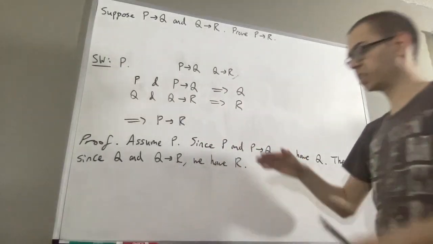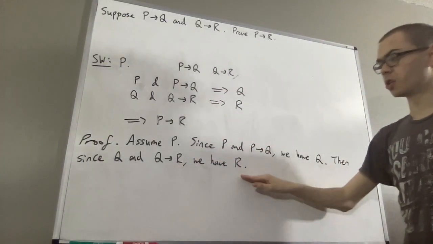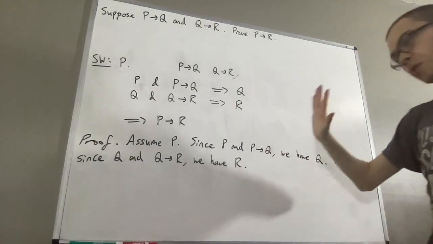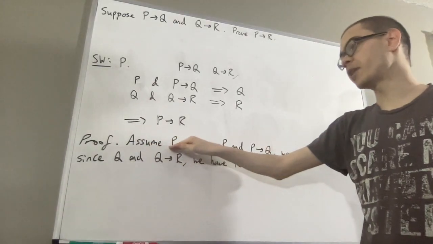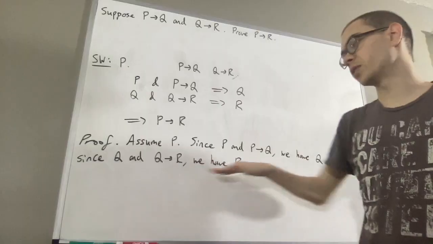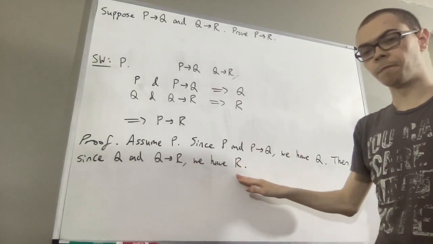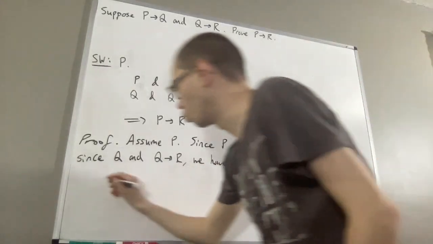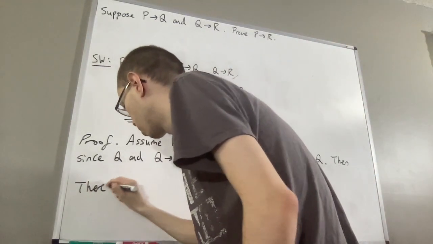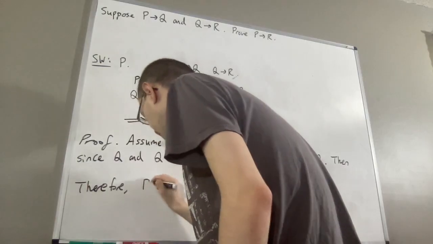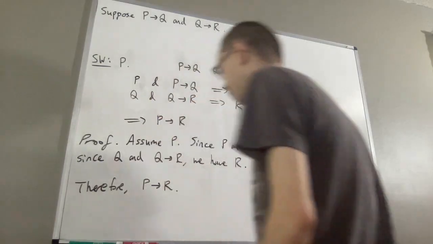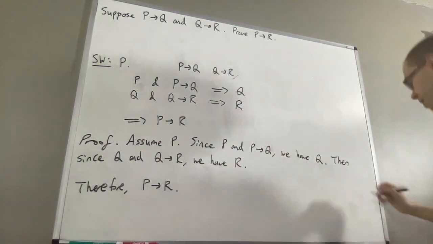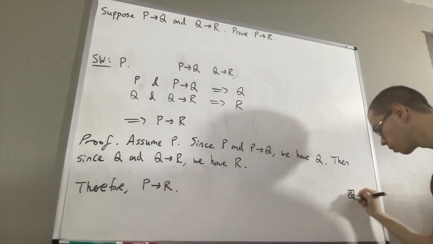And so we have logically deduced that R is true. So, what we've shown here is, under the assumption that P is true, it follows that R is true. So, that proves, if P is true, then R is true. So we can write, therefore, if P, then R. So that's it. This completes the proof.